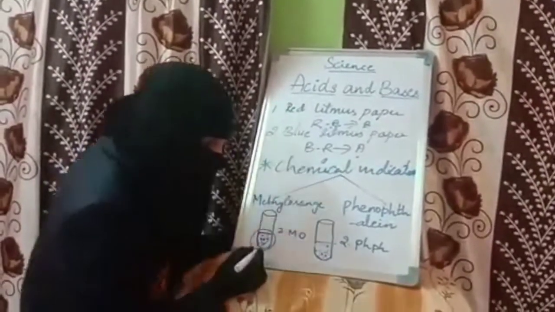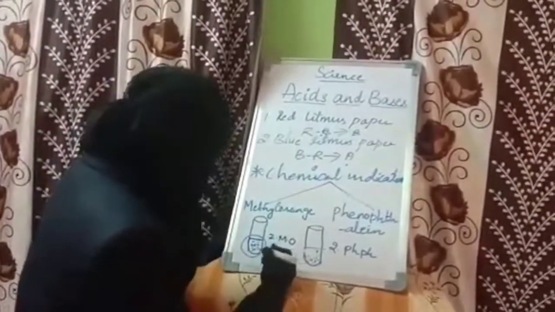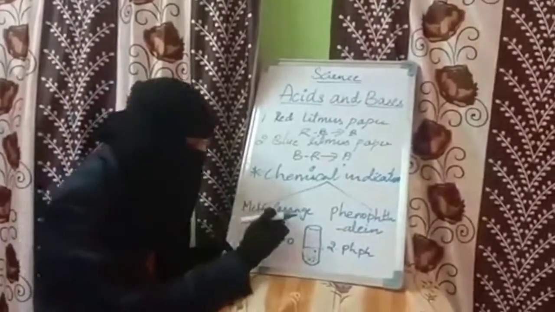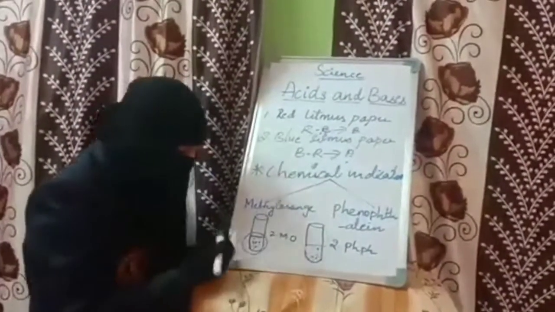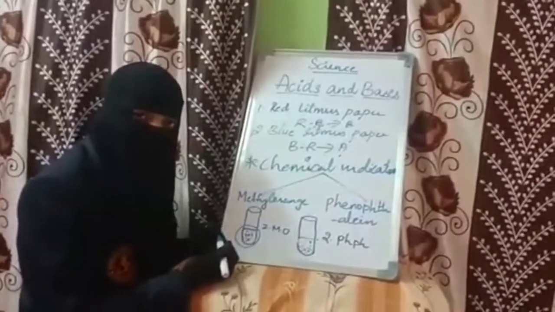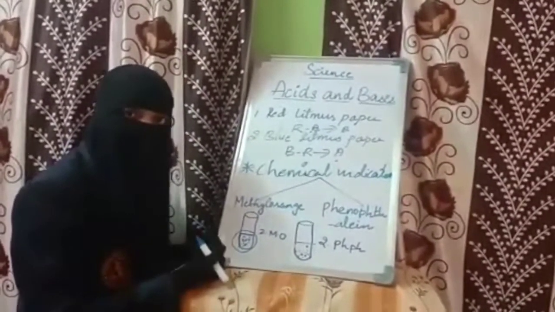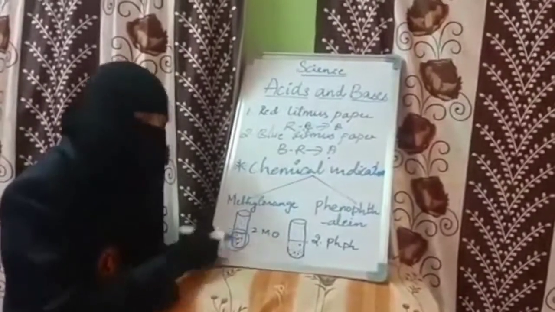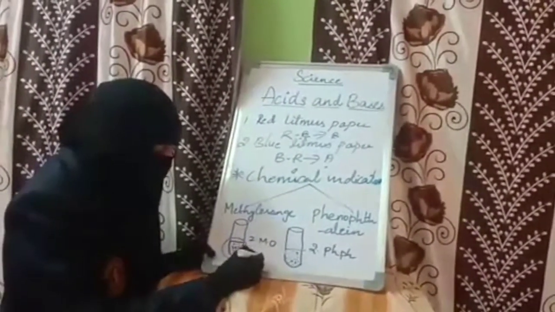Take tamarind juice into the solution and add 2 drops of methyl orange. Tamarind juice is brown in color. Methyl orange is orange in color. Now what do you think here? Is tamarind acidic or basic? Yes, it is acidic. So what will be the color change here? Methyl orange will convert this complete solution into red color.